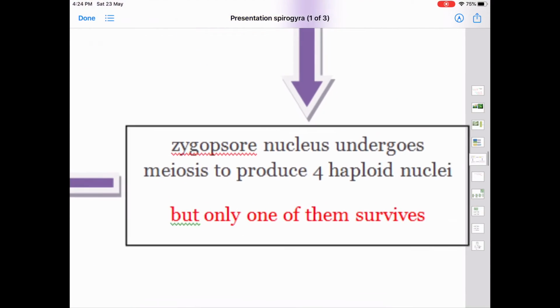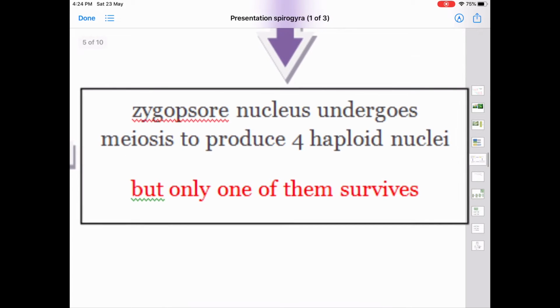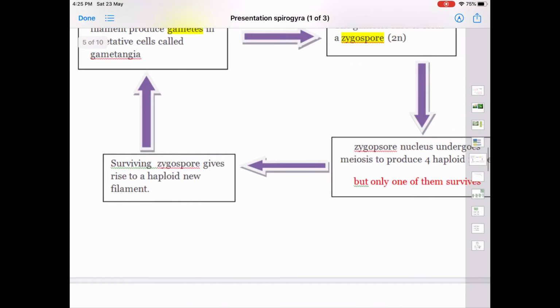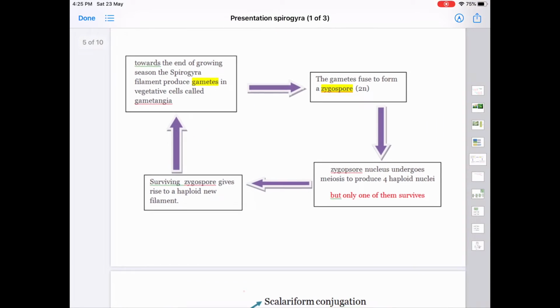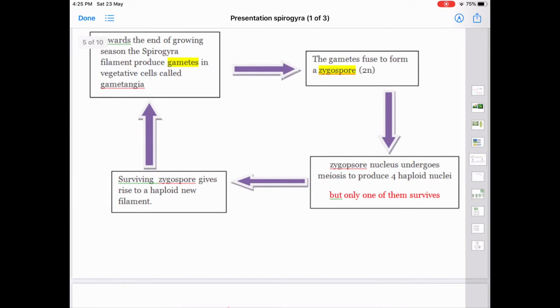During the onset of favorable condition, the diploid nucleus inside the zygospore undergoes reduction division producing 4 haploid nuclei, but only one will survive. That zygospore with a surviving single nucleus germinates into a new filament. This is taking place during the sexual reproduction.